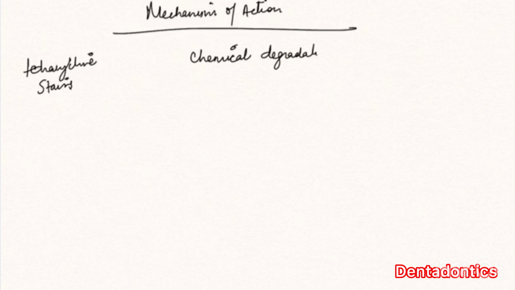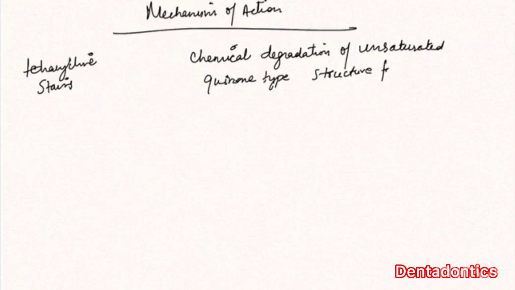For tetracycline staining, which is an intrinsic stain, there is chemical degradation of the unsaturated quinone type structure found in the tetracycline, which leads to fewer colored molecules, and there will be bleaching of the tooth, also known as vital bleaching. In recent materials, we have amorphous calcium phosphate and CPP-ACP, which decrease the sensitivity of the tooth structure, decrease the demineralization of the tooth structure, and help in tooth whitening.